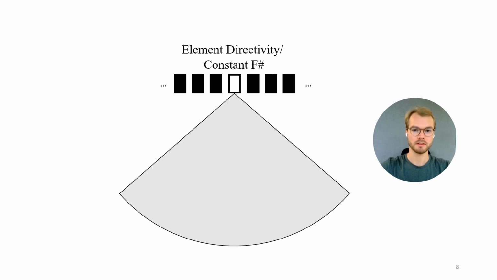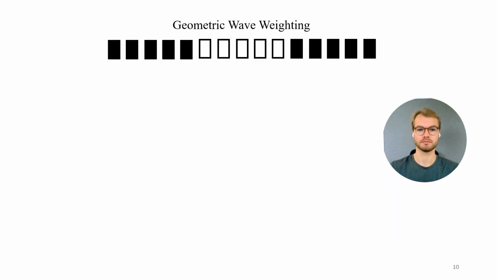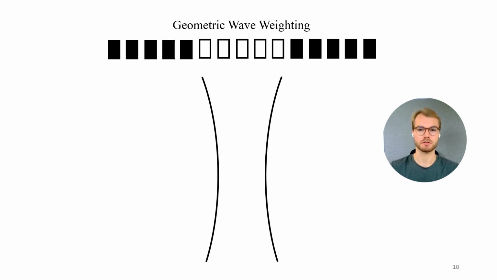Another type of weighting is the element directivity or constant F-number weighting. The weighting models the angular sensitivity of transmit and receiver elements. The geometric wave weighting models the intensity of the geometric beam for a focused transmission.